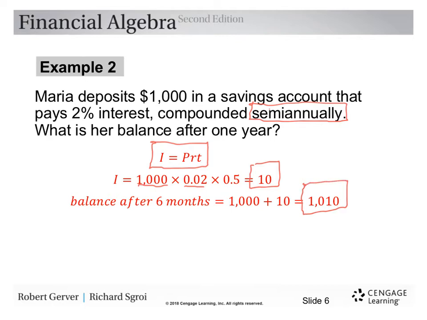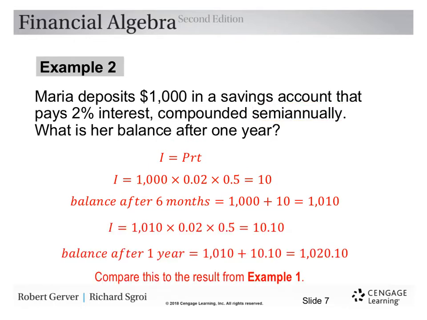Now, that's not what they asked, though. They asked, well, what's the balance after 1 year? So let's see what happens for the last 6 months of the year. So we have to calculate, again, for the last 6 months, but now her principal is no longer $1,000 as it was before. Her principal now is $1,010. But everything else is the same. The interest rate is still the same, and the time is still the same.